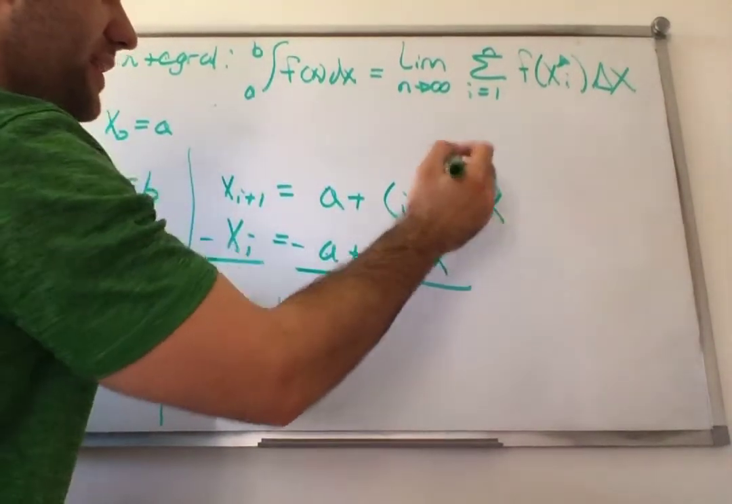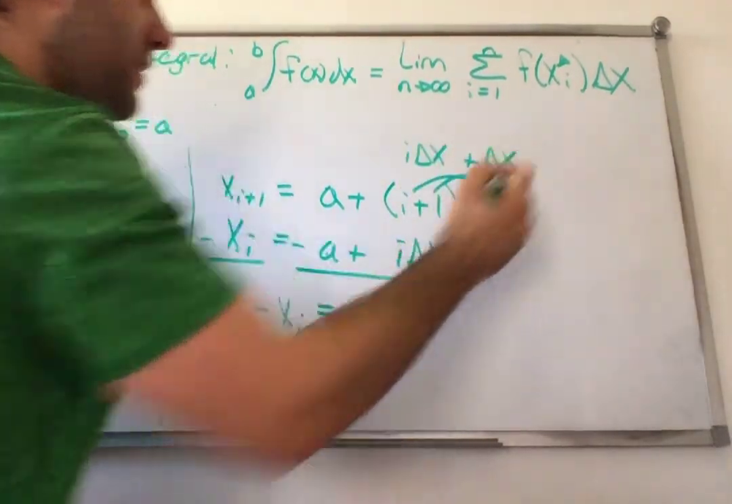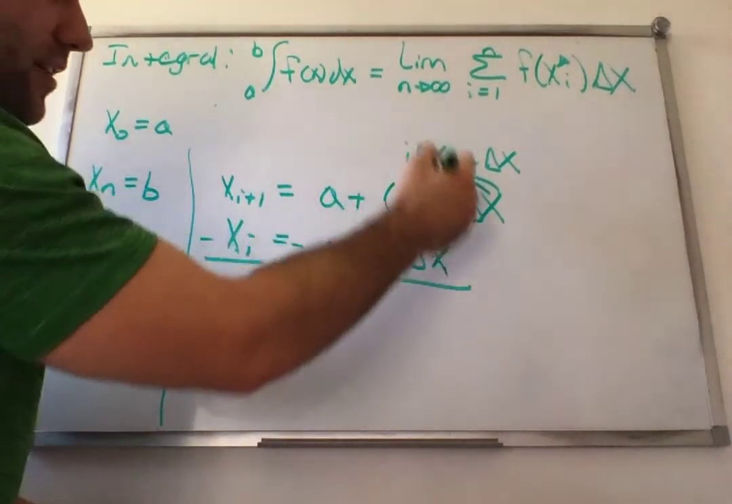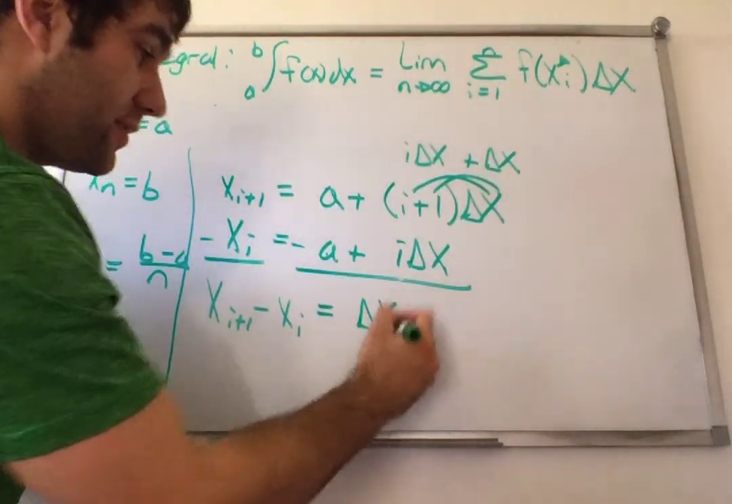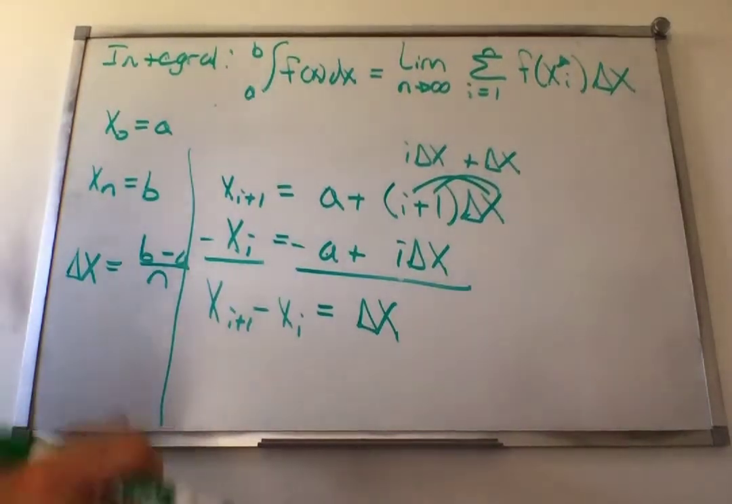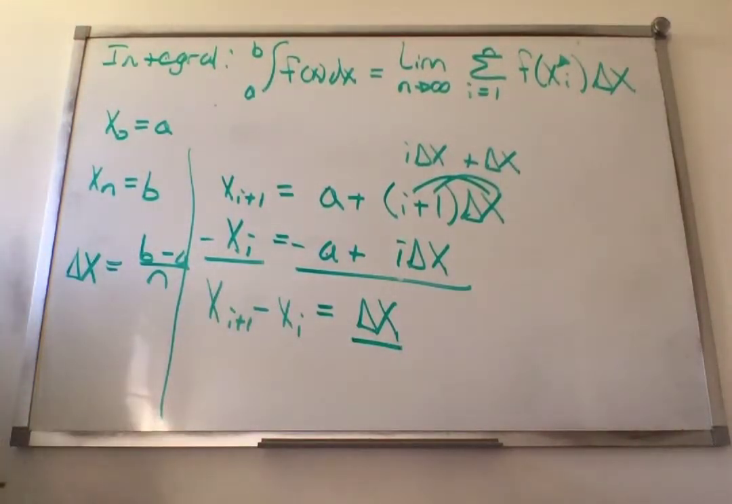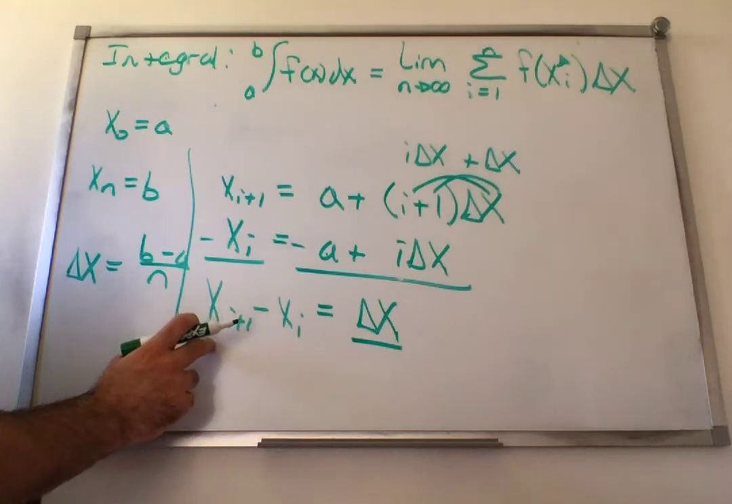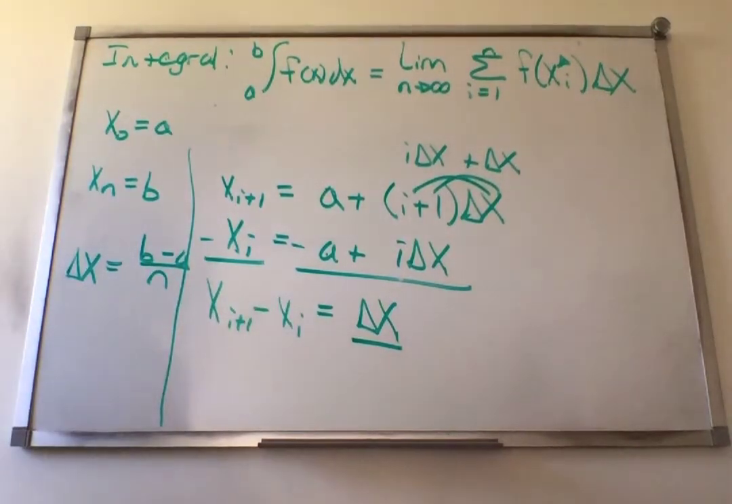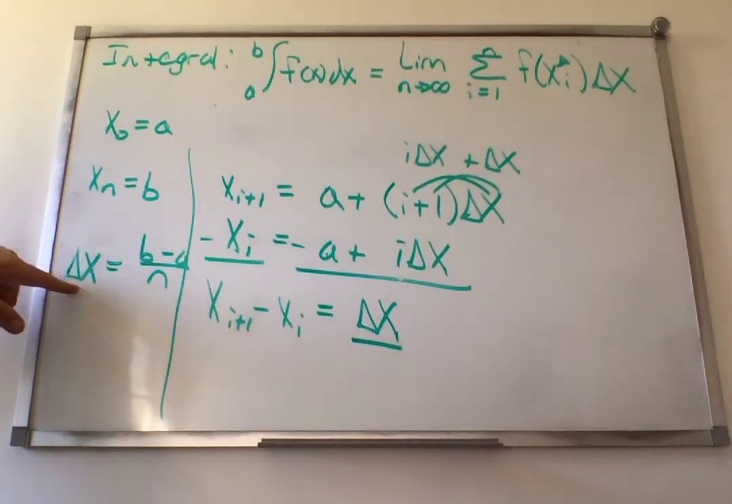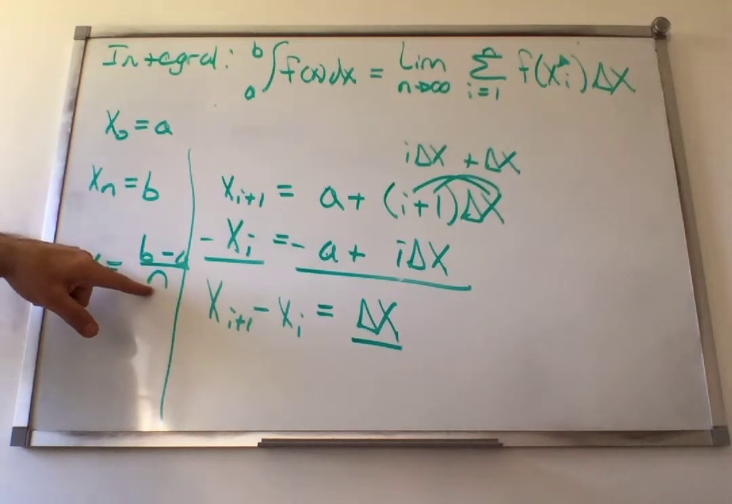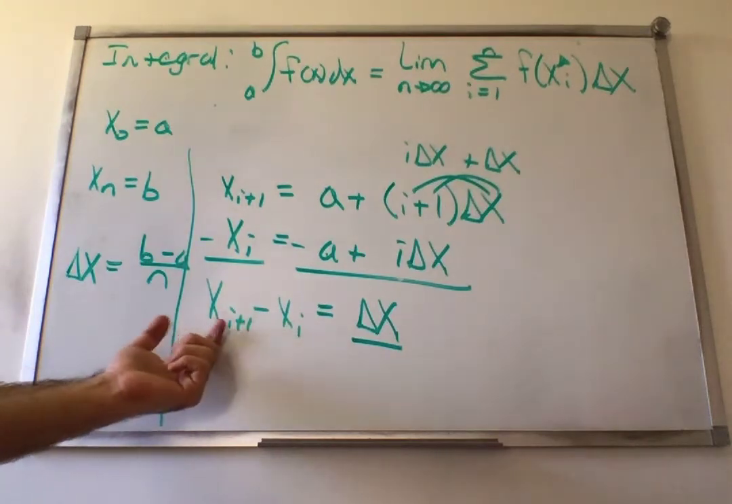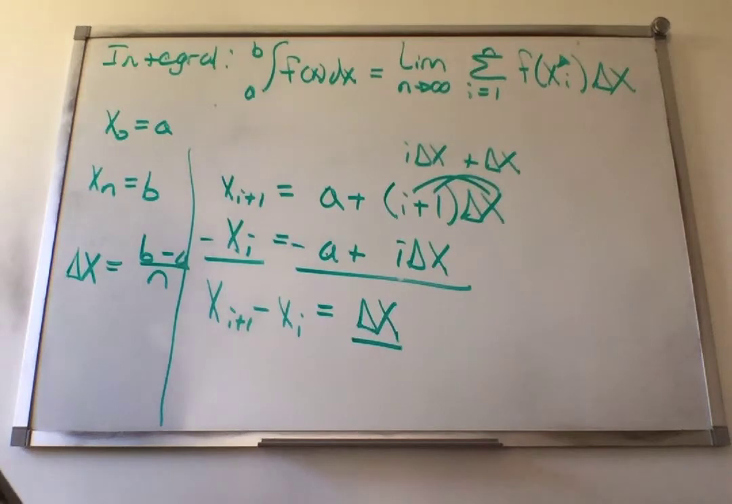If I were to distribute this, I would get i delta x plus delta x. So I've got i delta x minus i delta x, they go away, and I'm left with just delta x. All we did here was redefine what delta x was. It's the distance between one endpoint of a rectangle and the other endpoint. Since we split the rectangles up into equal intervals, dividing by n equal subintervals, it doesn't matter what subinterval you pick, the number will always be the same.